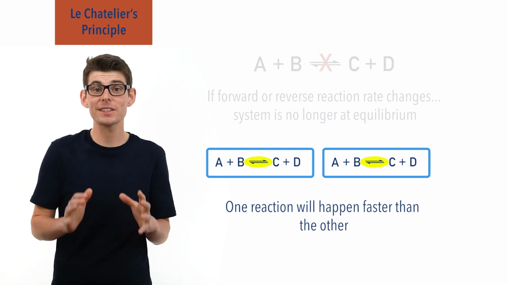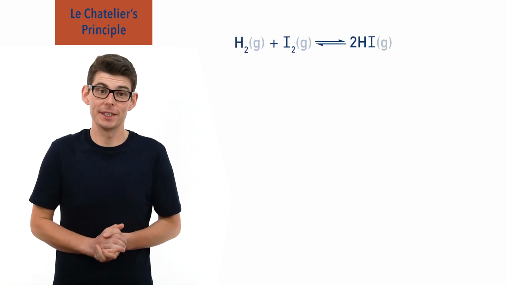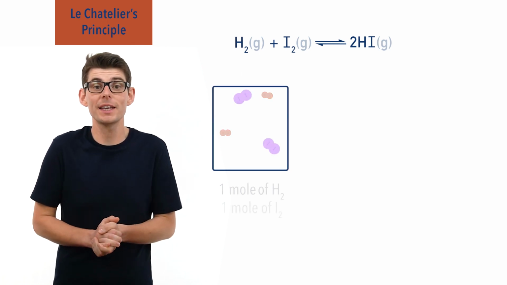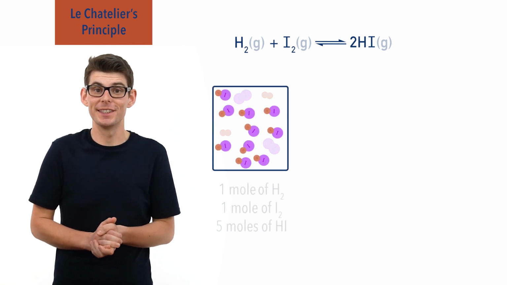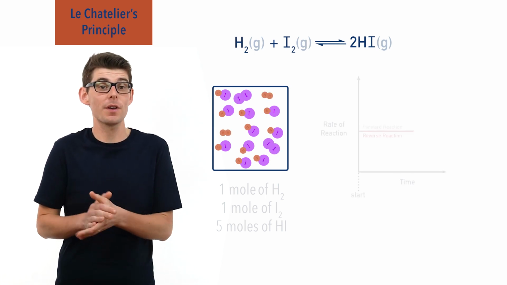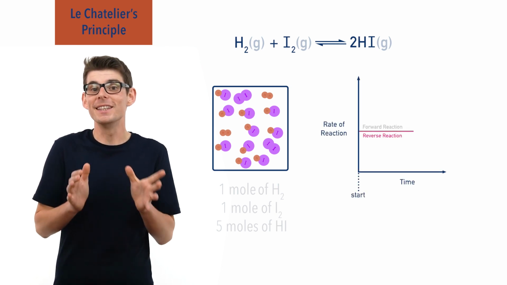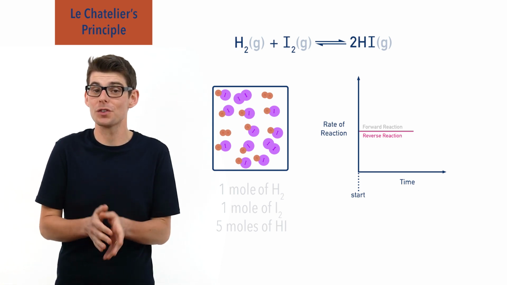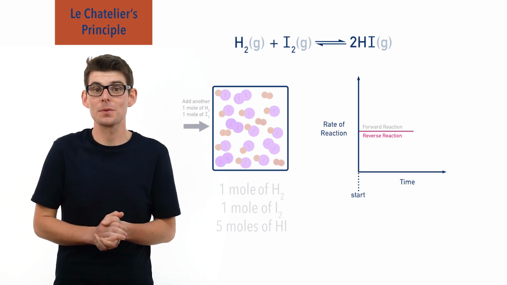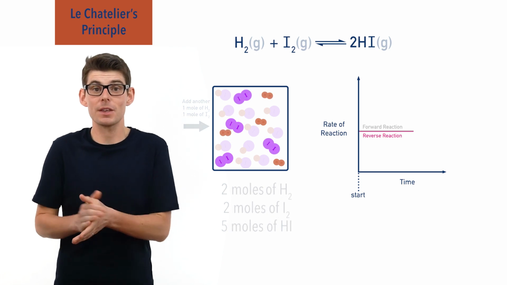For example, let's look at an equilibrium system between hydrogen, iodine, and hydrogen iodide. In this system, let's say there is 1 mole of hydrogen, 1 mole of iodine, and 5 moles of hydrogen iodide. As the system is at equilibrium, the rates of both the forward and reverse reactions are the same, meaning these values don't change. Now, say we increase the concentration of hydrogen and iodine in the mixture by adding in another mole of each. Now there would be 2 moles of hydrogen and 2 moles of iodine in the mixture.